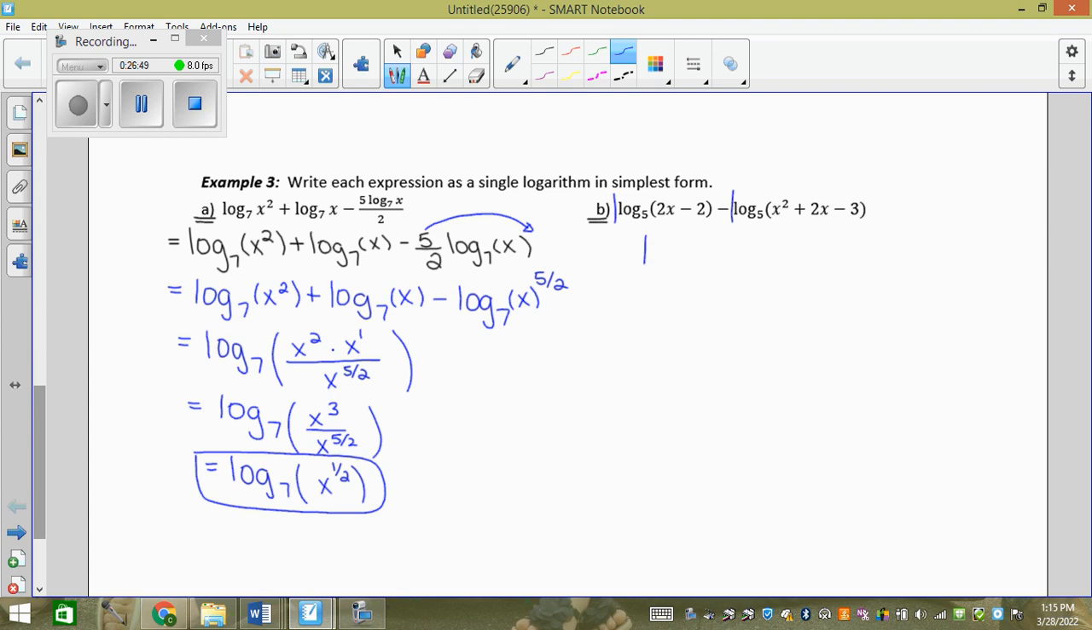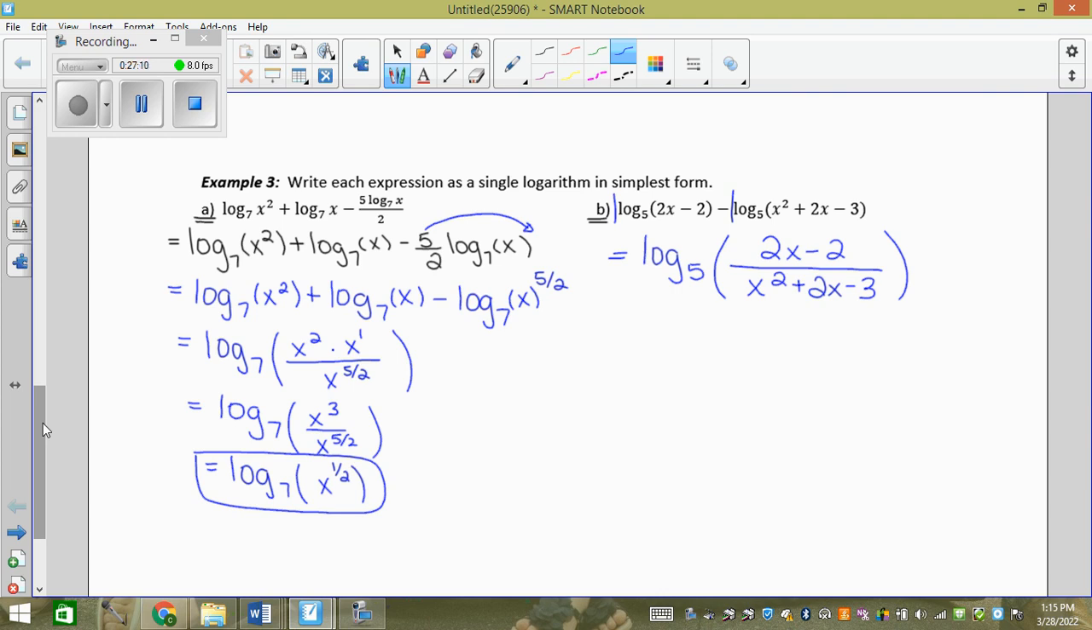So I'm going to get log base 5. In the numerator, I'm going to have 2x minus 2. In the denominator, I'm going to have x squared plus 2x minus 3. And I have to make sure I have an equal sign running down the left side because these are equivalent. The top equals this, equals the next, equals the next. They're just a different way of writing it.